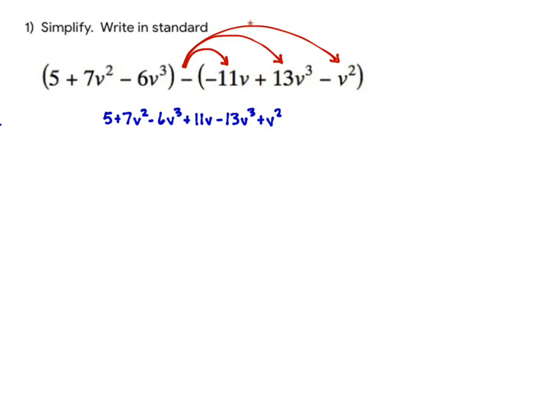Well, the highest exponent out of all of these is a cube raised to the third, so we're going to combine those first. What's negative 6v cubed minus 13v cubed? Well, that's negative 19v cubed. And then the next order would be v squared, so that'd be 7v squared plus v squared, or 1v squared, that's 8v squared. The next one is 11v, there's nothing to combine there, so we'll just carry that down. And then the last thing is the constant.